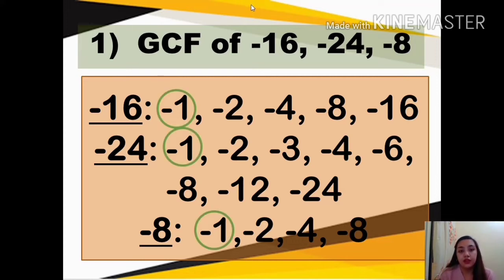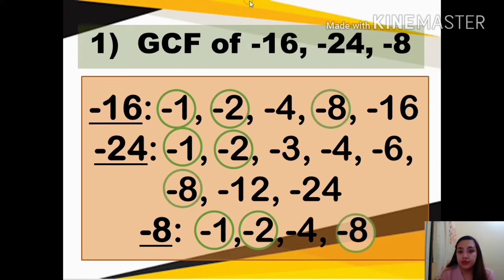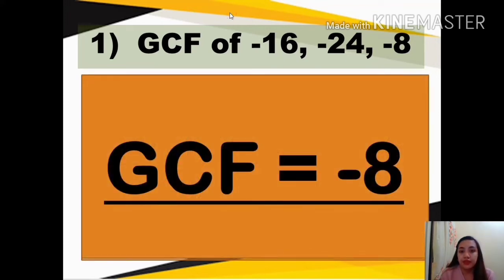Now, these are the common factors. Lahat sila may negative 1. Lahat sila merong negative 2. Lahat sila ay may negative 8. Now, we will choose the greatest. Of course, the greatest will be negative 8.